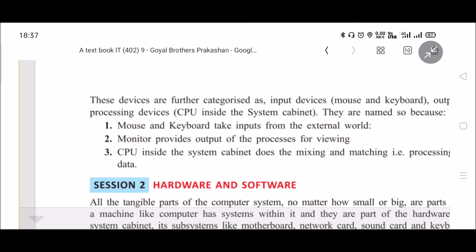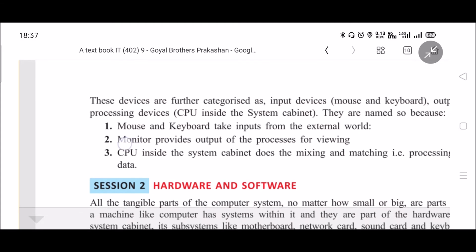These devices are further categorized as input device. Those devices which are used to write something into the computer or to give command to the computer are called input devices. Examples of input devices are keyboard, mouse.